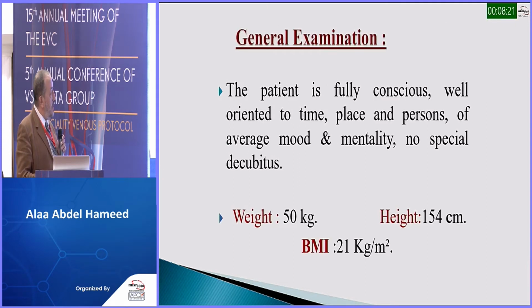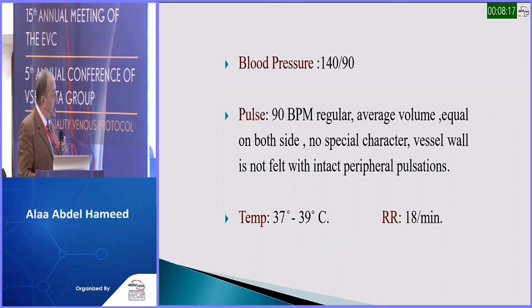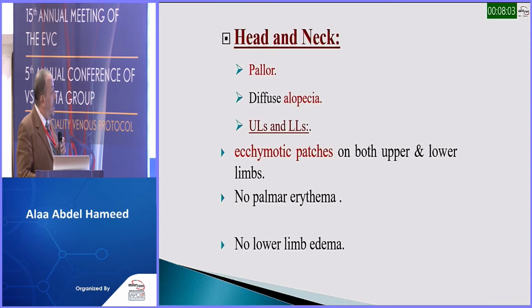On examination, the patient was fully conscious. Her weight, height, and body mass index were within average. The blood pressure was 140/90, pulse was 90 per minute, and she has intermittent fever ranging between 37 and 39. On head and neck examination, there was pallor, alopecia, and ecchymotic patches on both upper and lower limbs.